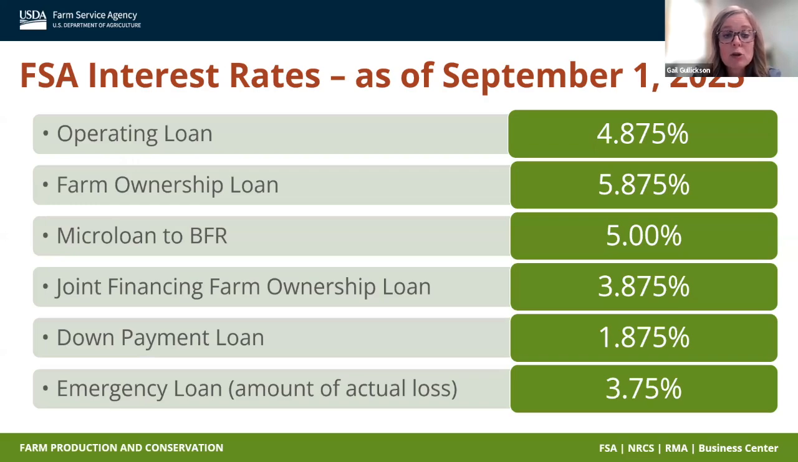If you remember, I talked about our joint financing farm ownership loans, which is where FSA does up to 50% and another creditor does the other half. That's that special rate. So it's 2% less than our regular rate. So we'd be at 3.875. Similarly, when I talked about that special down payment program for beginning farmers and socially disadvantaged and veterans, we do 4% below the farm ownership loan rate for our share that we're doing for those 20 years. So that's at 1.875. And once these loans are closed, the interest rate is fixed for the life of the loan. So we have no variable interest rates at FSA.